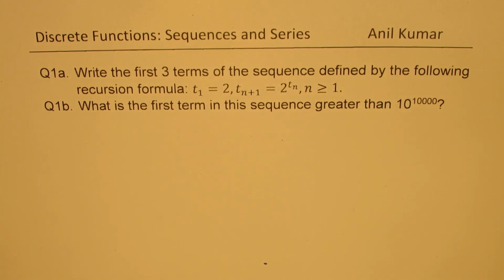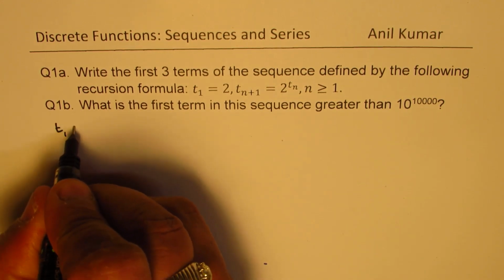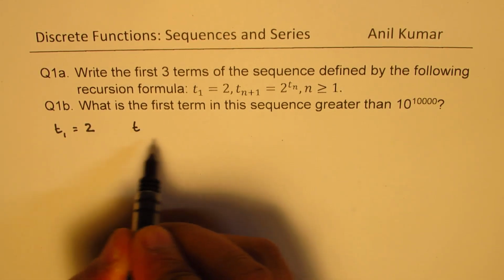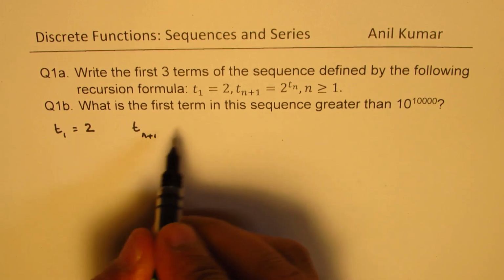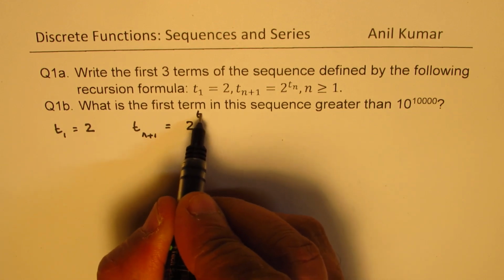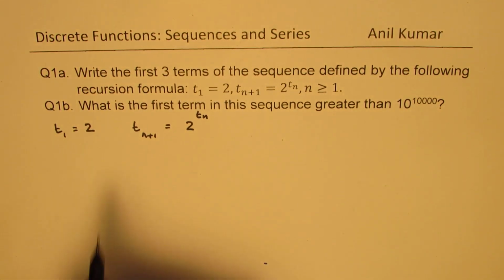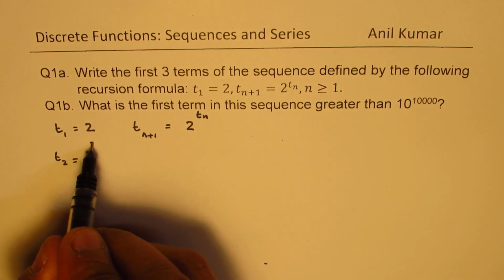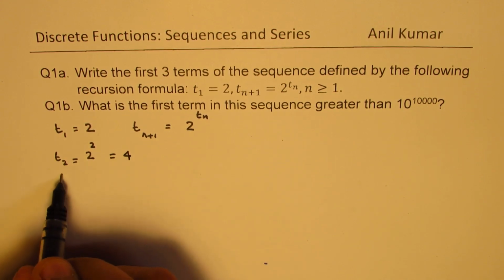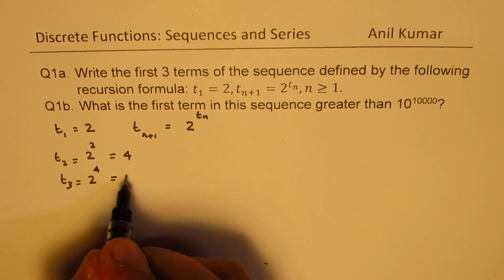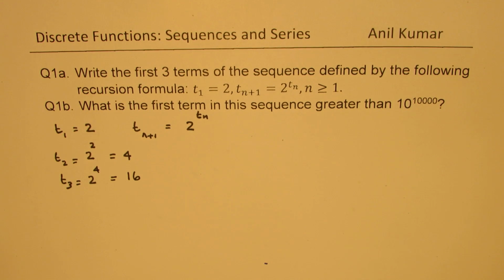We are given T1 is 2. So the first term in this sequence is 2. And we are also given the formula, that is the next term, Tn plus 1, could be found by writing 2 to the power of the previous term, right? So T2 should be 2 to the power of 2, which is 4. T3 should be equal to 2 to the power of 4, which is 16, correct? So that is how we can get the first three terms.